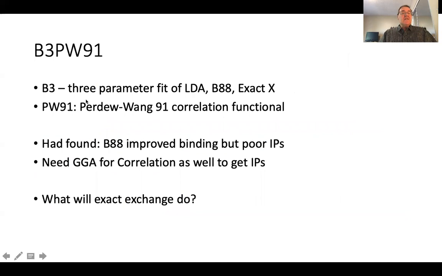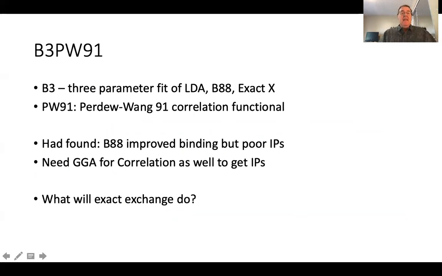And he did a 3-parameter fit of the local density approximation, B88, so it was the original GGA, and the exact exchange. And he used somebody else's correlation functional, this Perdew and Wang.